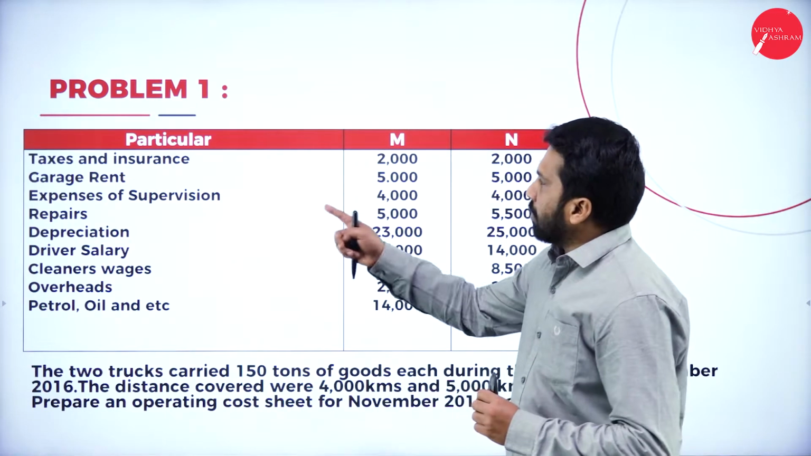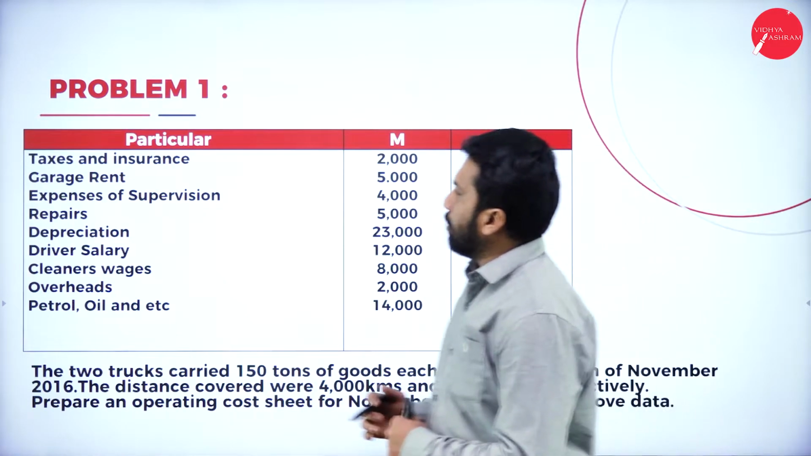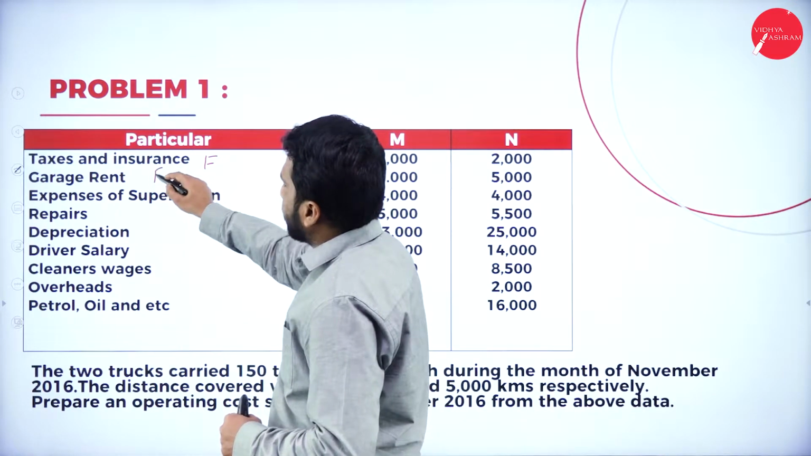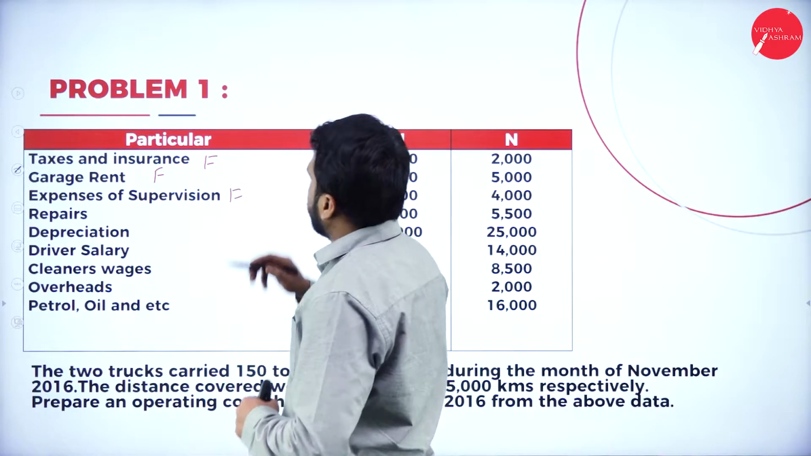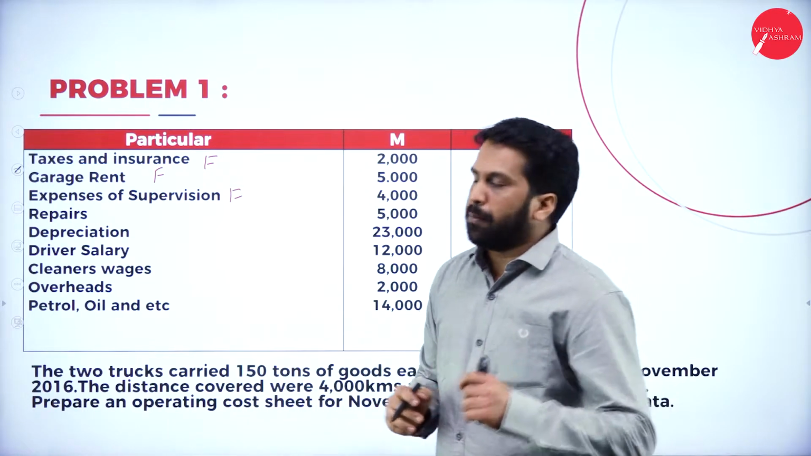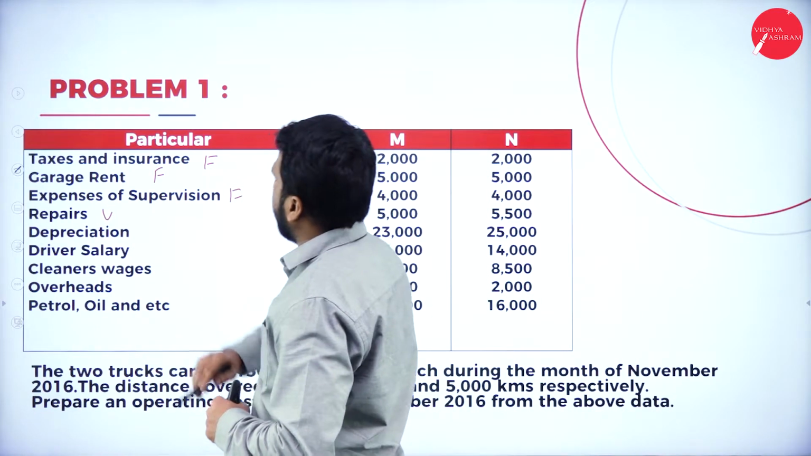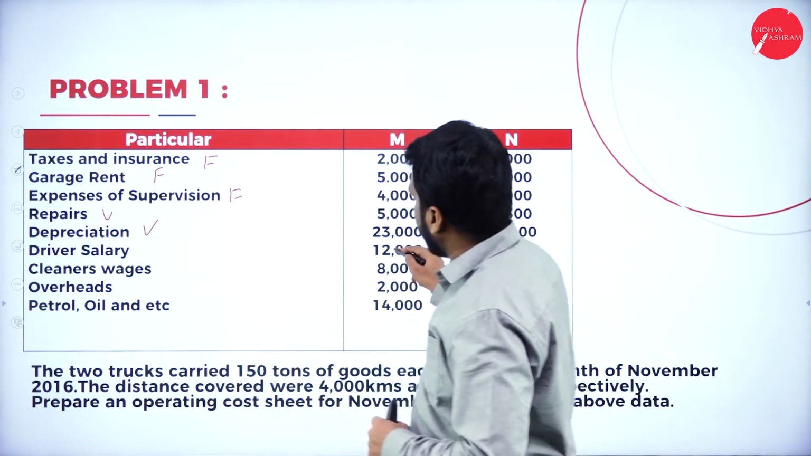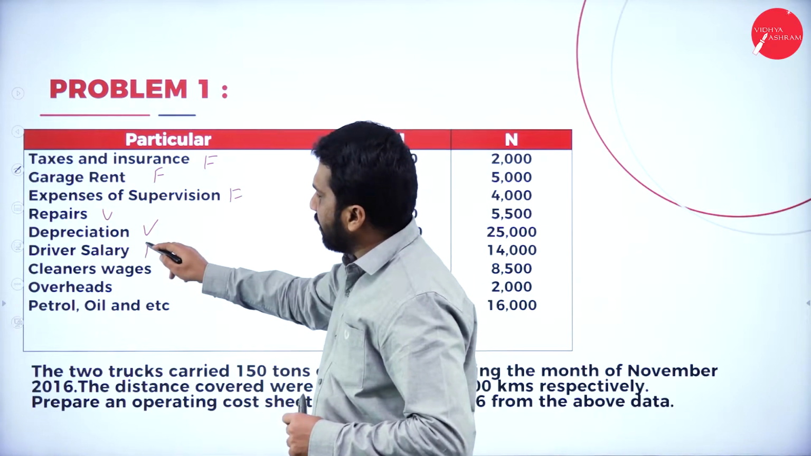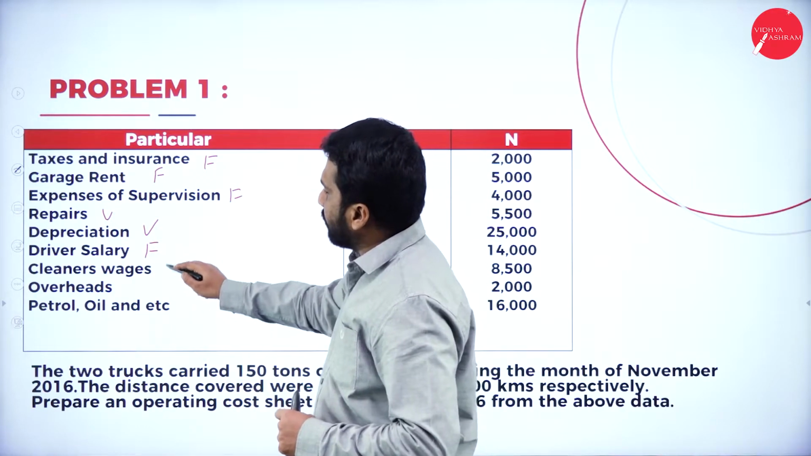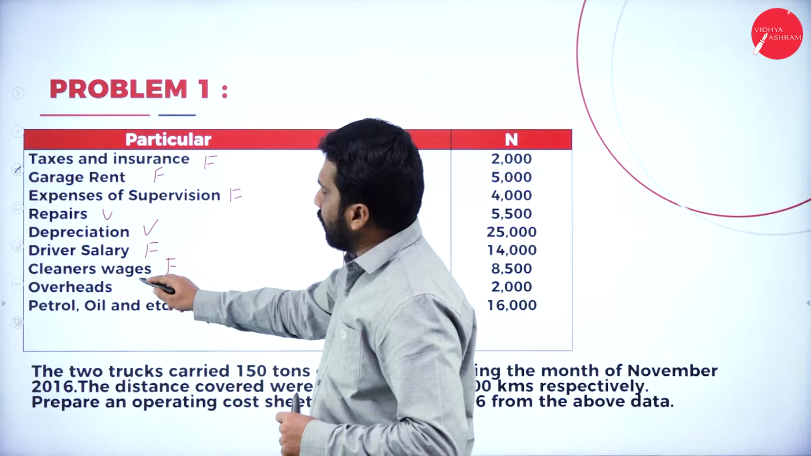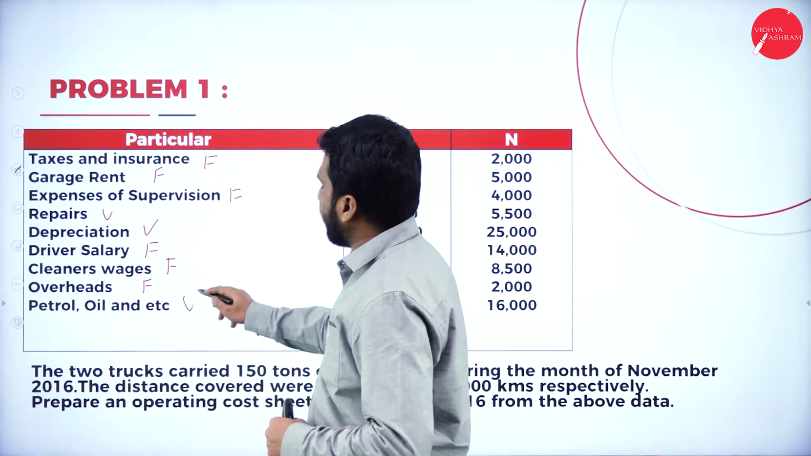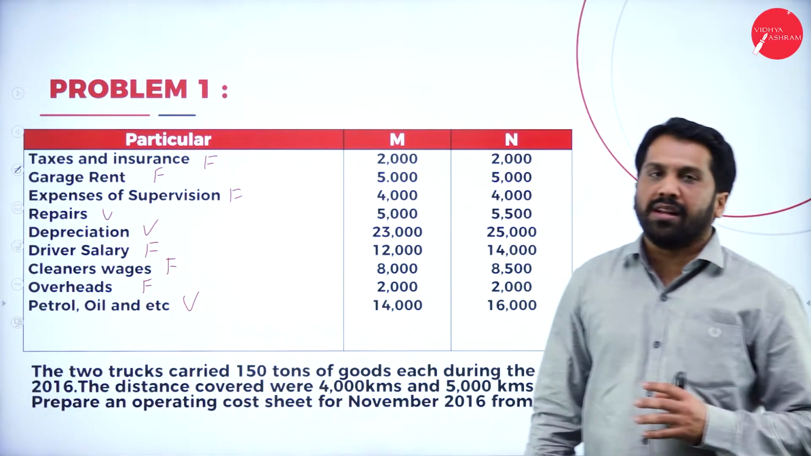Now, taxes and insurance, what will it be? Fixed. Garage rent, fixed. Expenses of supervision, it is fixed. Repair, always remember, it is variable. Depreciation, variable. Driver's salary, they have given a value, so that's why it is fixed. Cleaner wages, fixed. Overhead, fixed. And the last one, petrol, oil and etc., will be called variable.